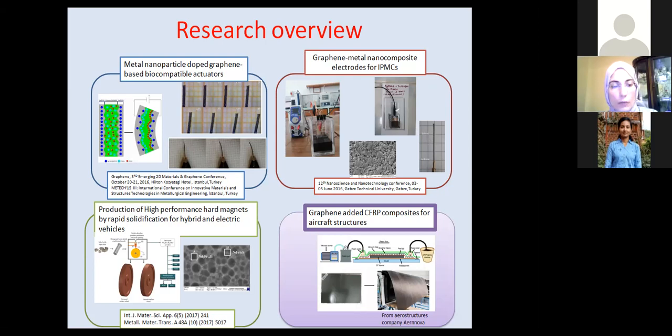In the third project, we produced hard magnetic materials using rapid solidification techniques, the melt spinning method, for hybrid and electrical vehicles. Now I will give some presentation about the graphene added carbon fiber composite. This is also an ongoing project, and now I will present the work done up to now on this subject.